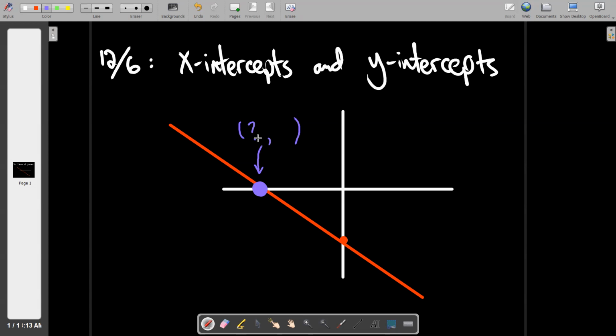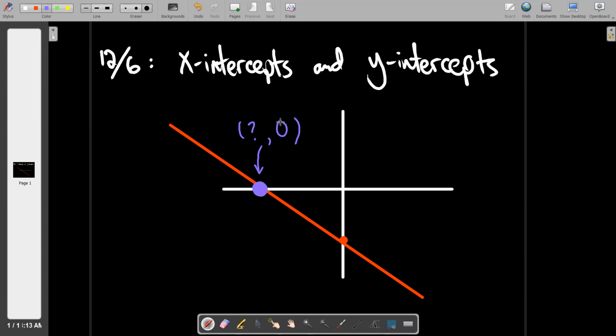But I do know this, that because the point is on the x-axis, if I said to you, I need you to go to that purple point, the one thing that is unequivocally, unarguably true, is that the y coordinate of this point is 0. You agree? Yeah. Okay.